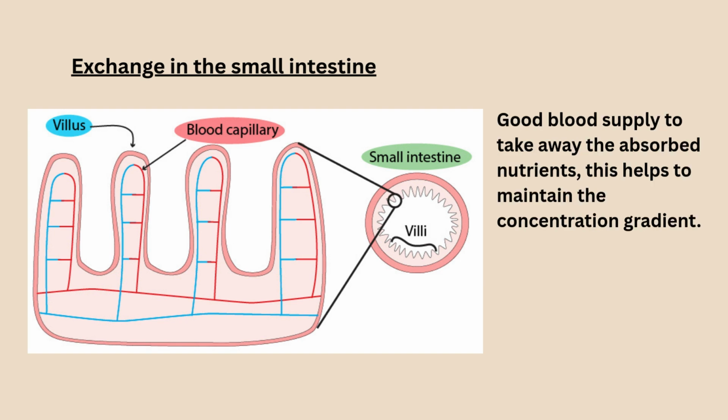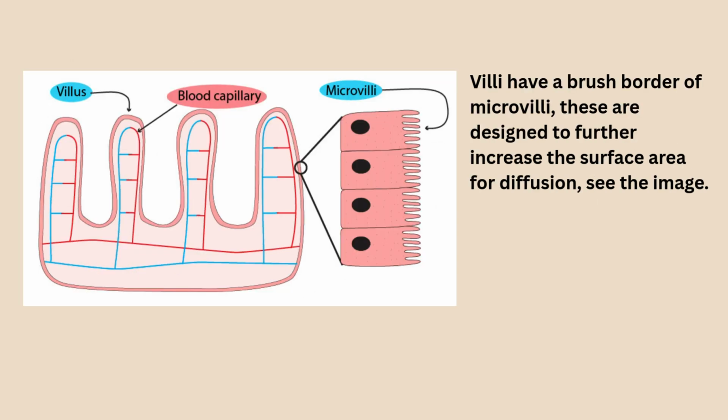The villi have a good blood supply to take away the absorbed nutrients, and this helps to maintain the concentration gradient. Villi have a brush border of microvilli. These are designed to further increase the surface area for diffusion.